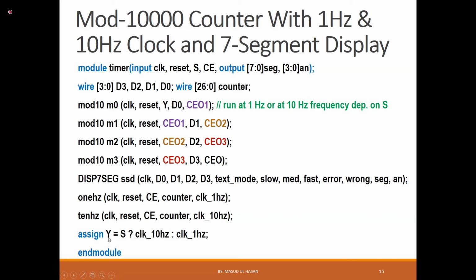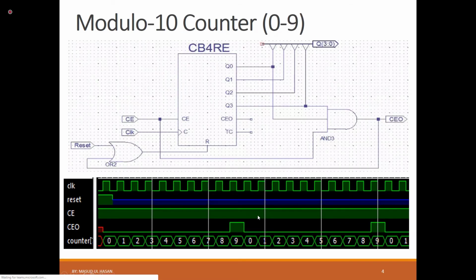See, mod 10 is like this. Some people zoom in too much and just show me the last thing, which is wrong. Show me everything like reset, CE, clock, CEO. So for mod 10, it will be like this.